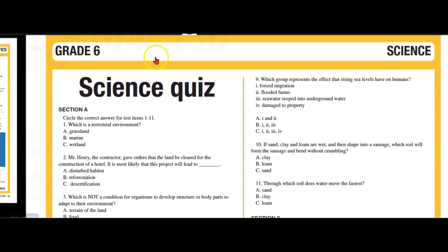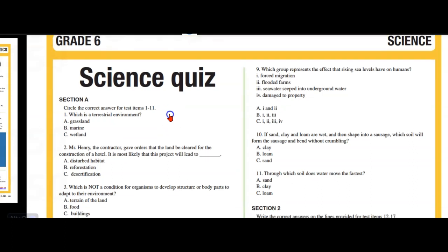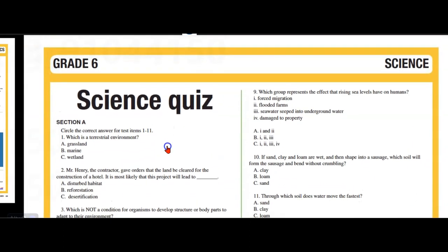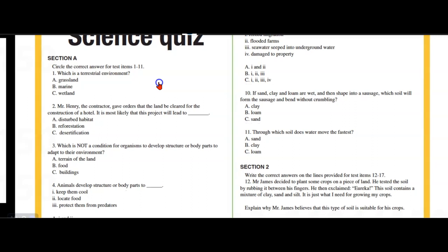All right, guys, let's look at this science quiz here. We have it for this week from science. Here we go, section 1. It says here, circle the correct answer for test items 1 to 11.